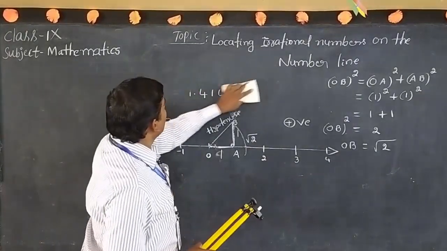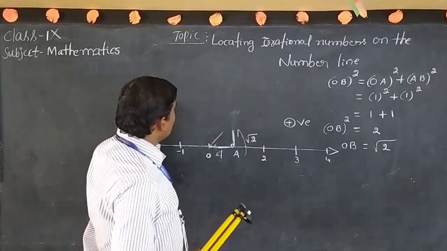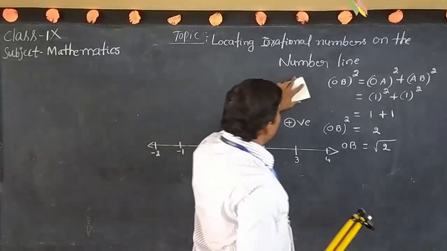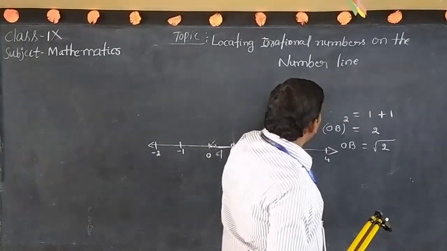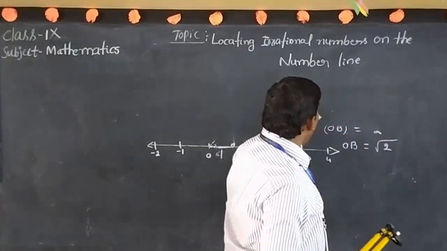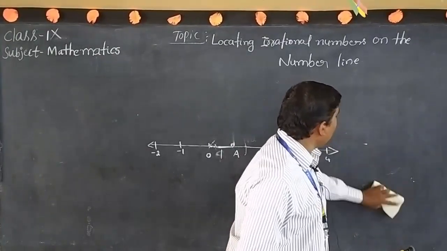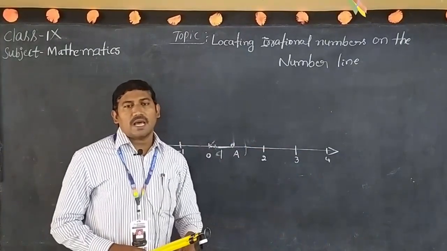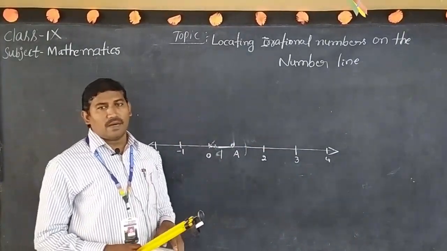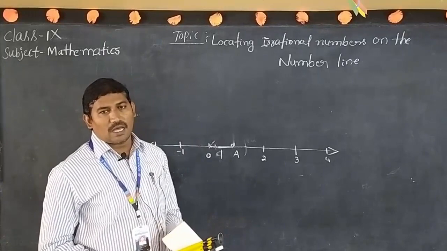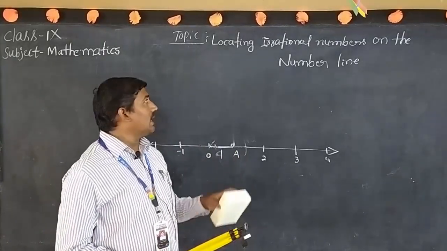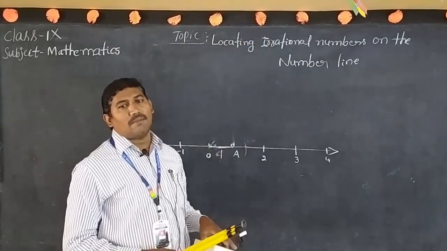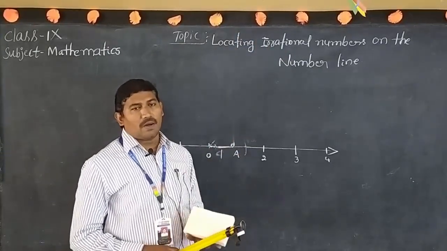Okay, in between two rational numbers, we told, how many rational numbers are possible? So many rational numbers are possible in between two rational numbers. Like that only, in between two irrational numbers, so many numbers are possible.